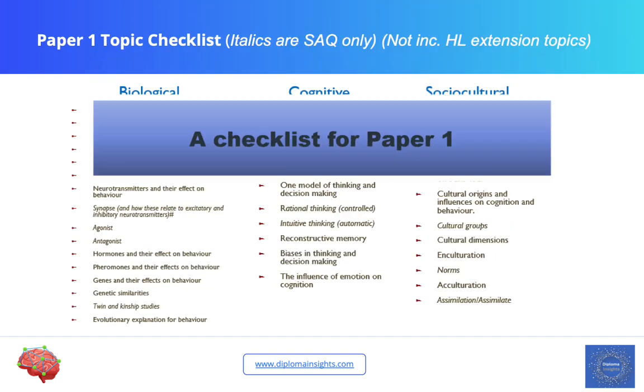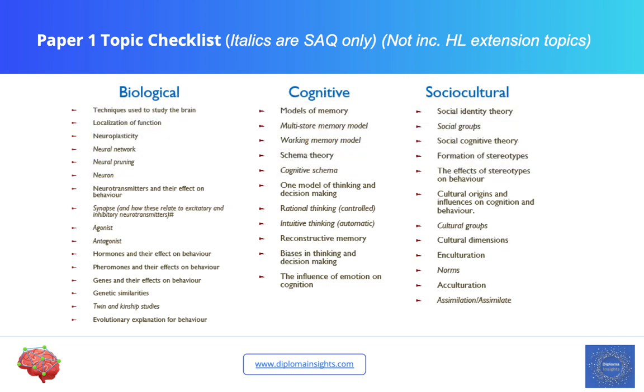Here's a useful checklist for all the Paper 1 topics that you could be asked questions about. Note that the terms in italics could be only asked at the short answer question level, and this checklist does not include any of the higher level extension topics.